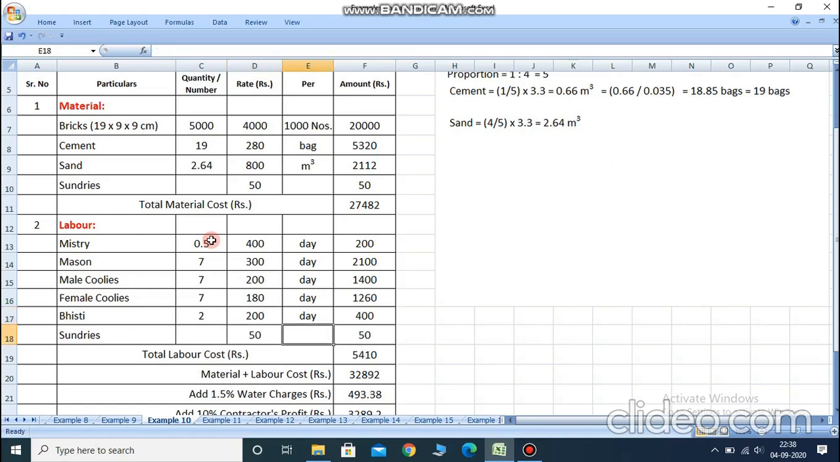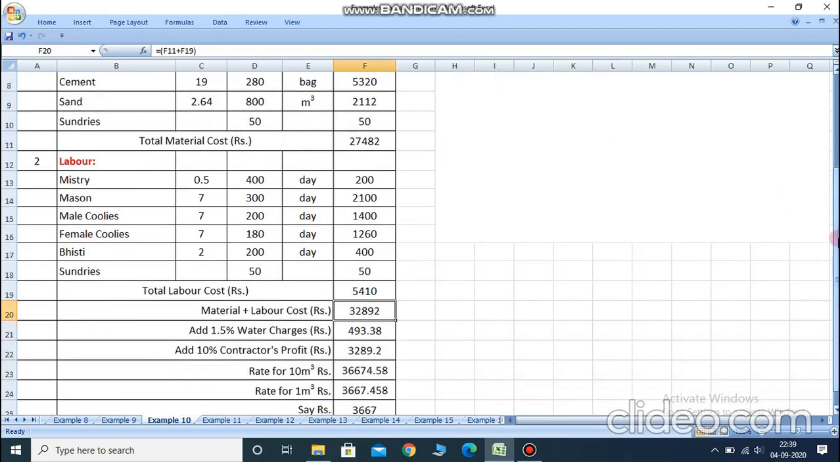So the total labor cost is the summation of all the values. We got the total labor cost as 5,410 rupees. So the summation of material plus labor cost is 27,482 plus 5,410 rupees. So the summation is 32,892 rupees, the total of both labor plus material cost.